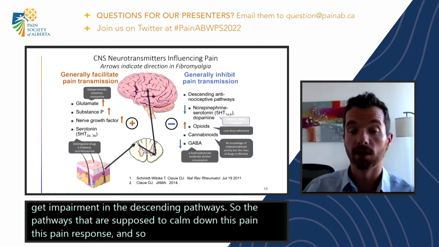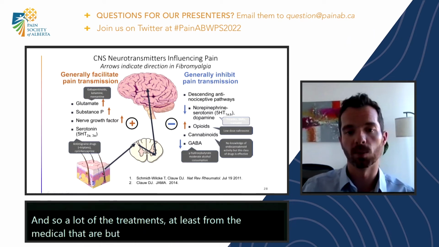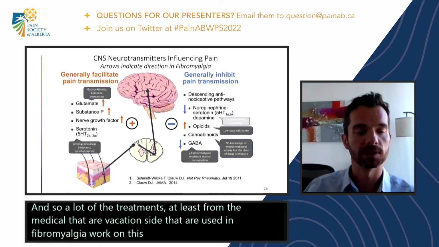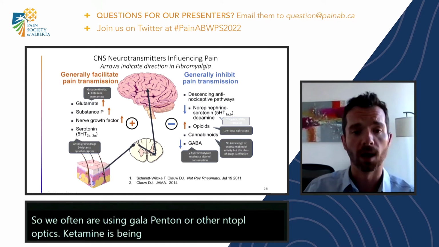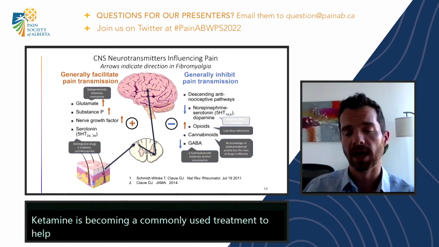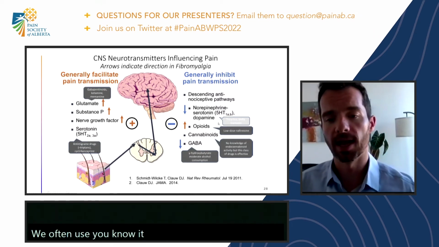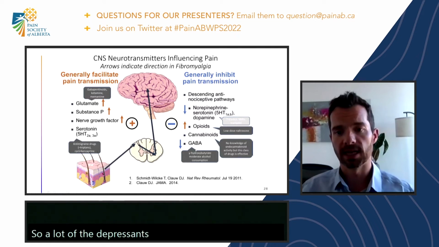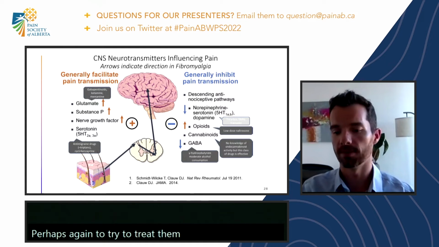And so a lot of the treatments, at least from the medication side, that are used in fibromyalgia work on this. So we often use gabapentin or other anti-epileptics. Ketamine is becoming a more commonly used treatment on this side. And then we often use agents working on norepinephrine, dopamine, and serotonin, so a lot of the antidepressants, to work on these descending pathways, again, to try to treat that pain signal.